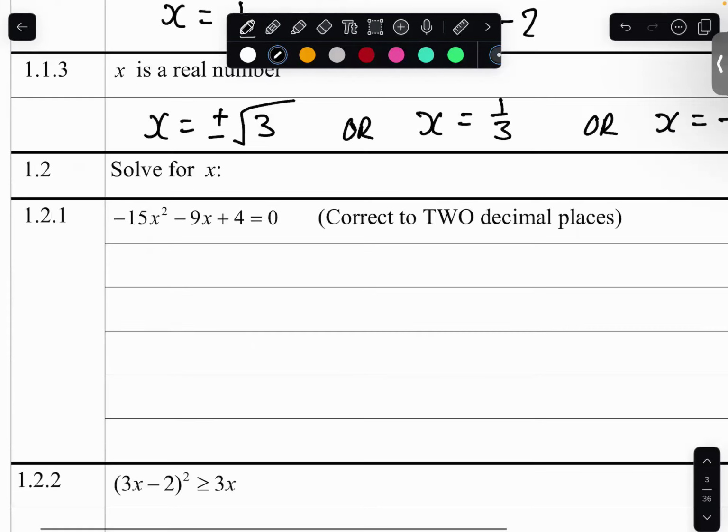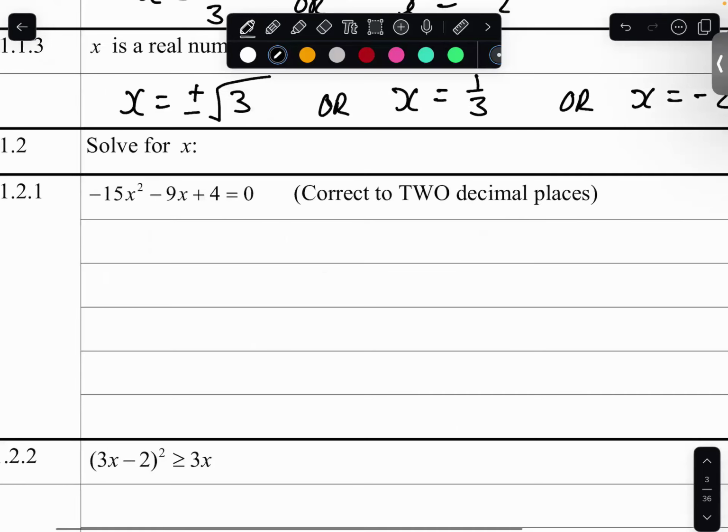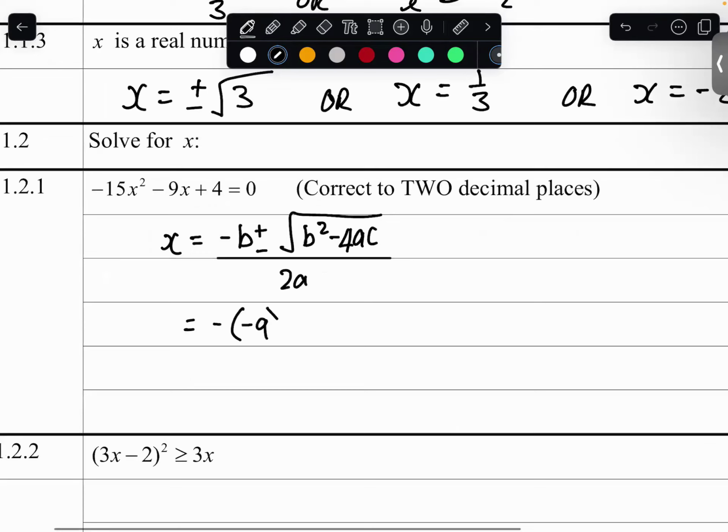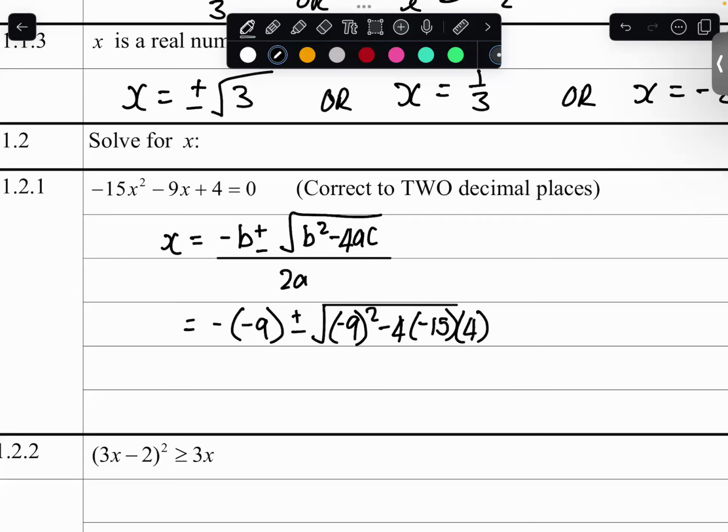There we go. Solve for x correct to 2 decimal places, which means we need to use the quadratic formula. That's x is equal to minus b plus minus the root of b squared minus 4ac all over 2a. This gives me minus into minus 9 plus minus the root of minus 9 all squared minus 4 into minus 15 into 4, all over 2 into minus 15.